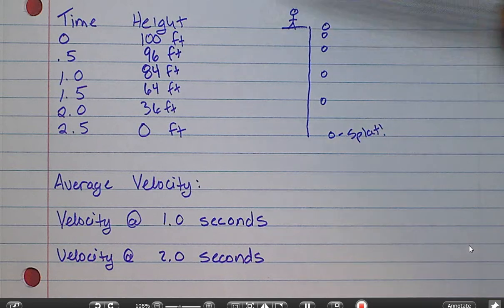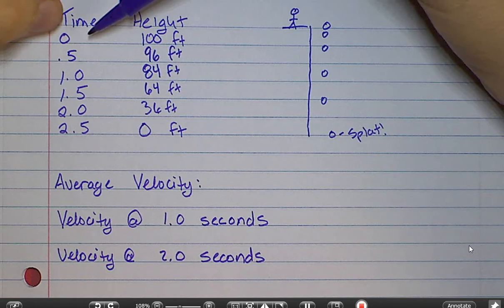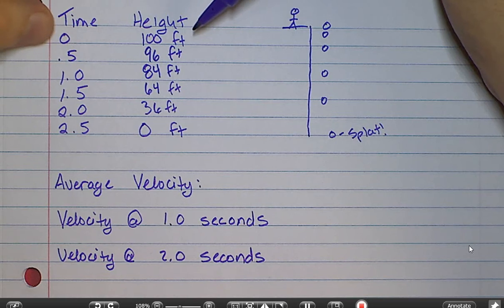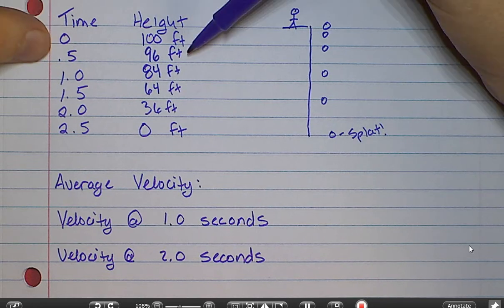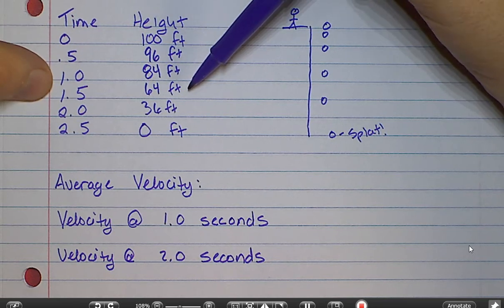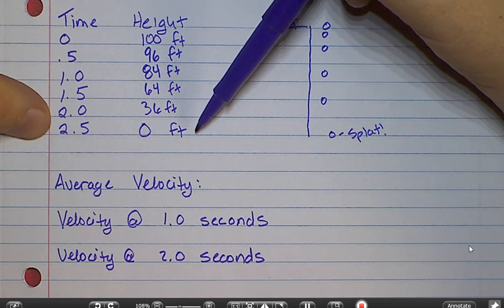Okay, so what I did is I really quickly charted out the height of the tomato at different times. So at time 0, when we're at the top of the building, it's at 100 feet. After half a second has gone by, the tomato's at 96 feet. After 1 second, it's at 84 feet. 1.5 seconds, it's at 64. 2 seconds, it's at 36 feet. And then 2.5 seconds, splat, it's on the ground.